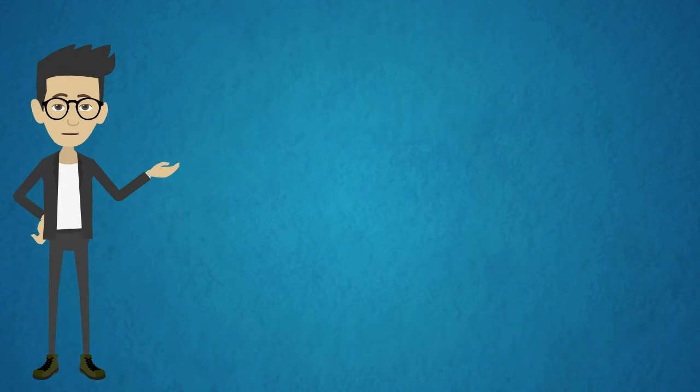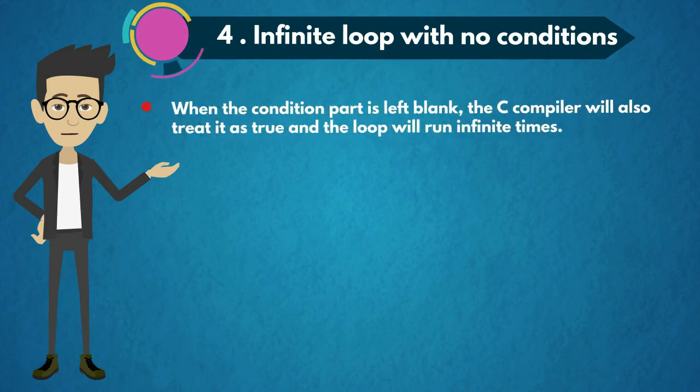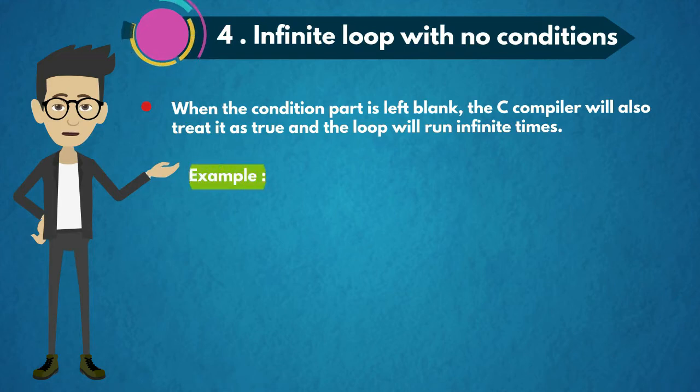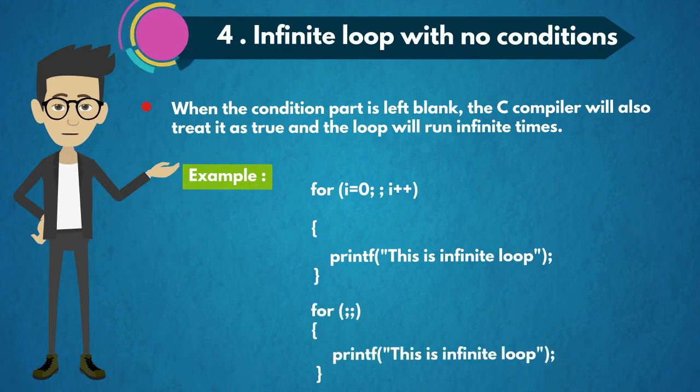The fourth type is the infinite loop with no condition. When the condition part is left blank, the C compiler will also treat it as true and the loop will run infinite times. For example, for (i=0; ; i++), the empty space is no condition. printf("This is infinite loop"); So here we can see that there is no condition, so the loop will run infinite times.